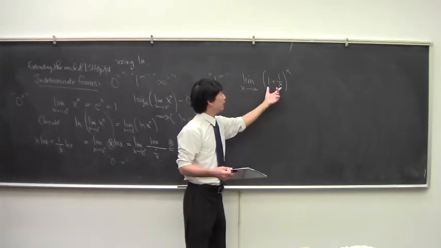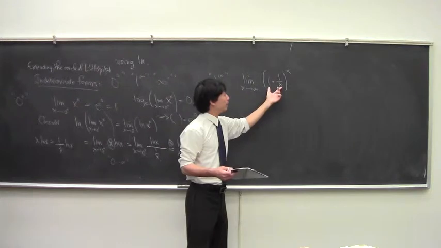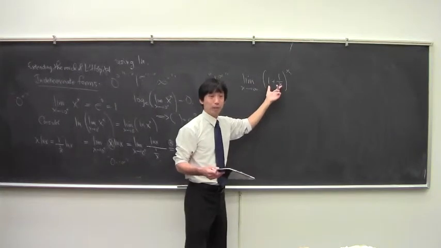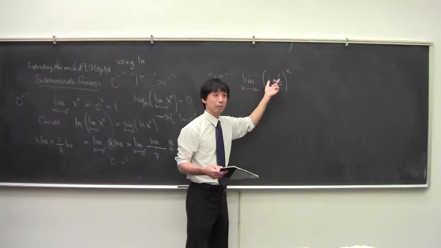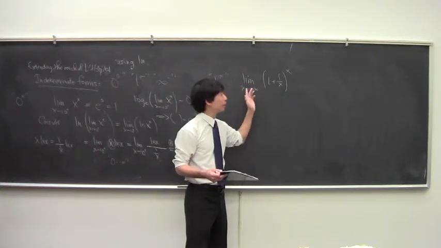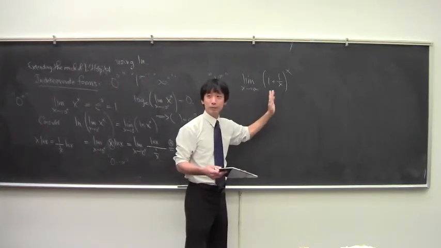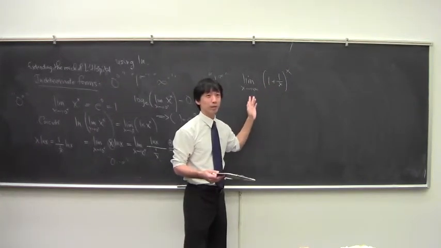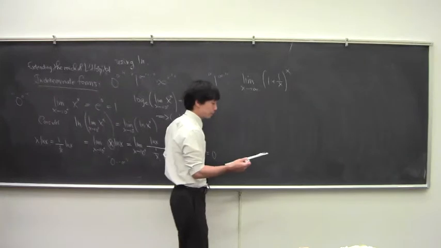If we let the base go first, then what do we get? 1, because the base becomes 1, and 1 to any power is just going to be 1. So again, you have this competition, a sort of tug of war between 1 and infinity. Who's going to win out?